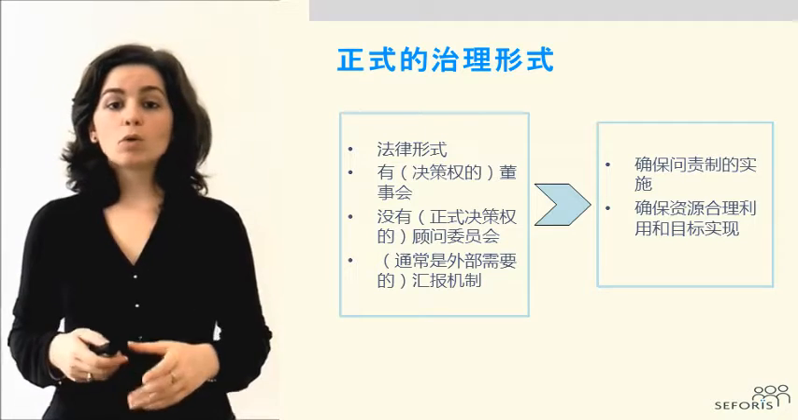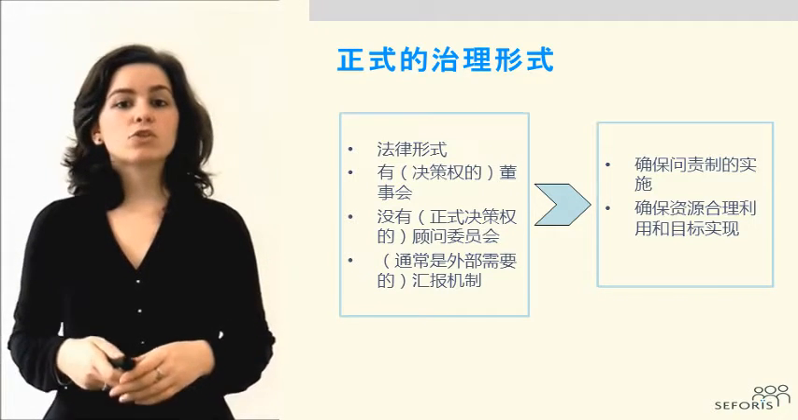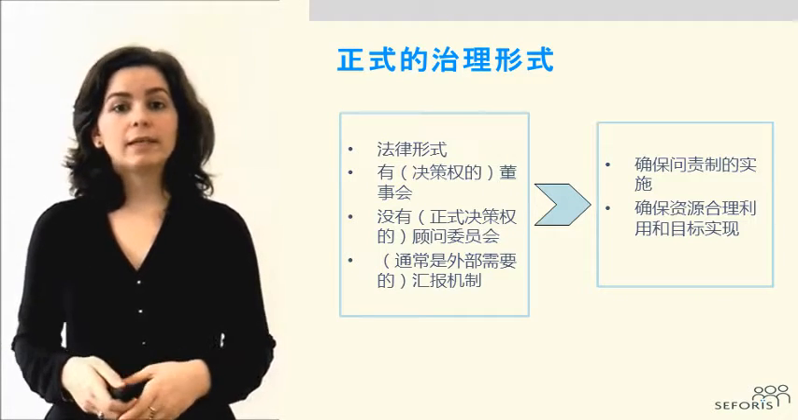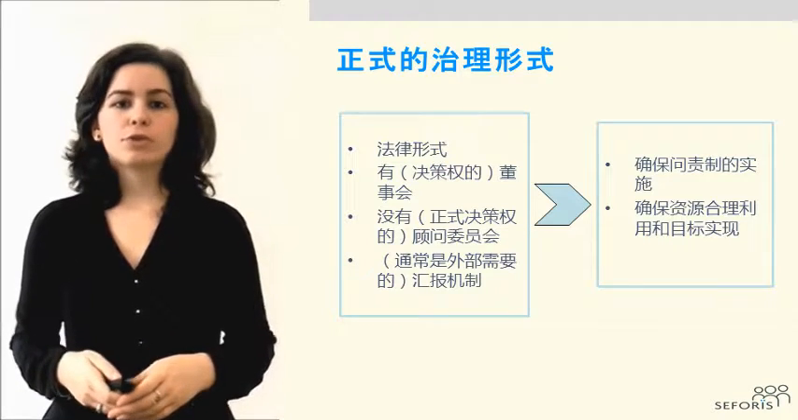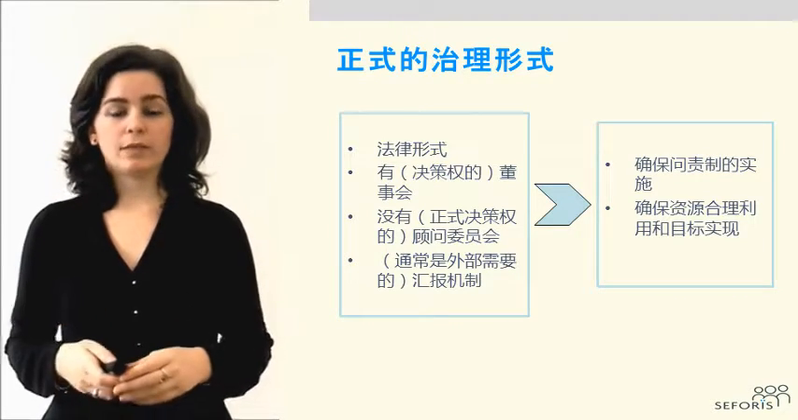As you can see, most of these elements and practices have a strong role of ensuring accountability and of controlling the right use of resources and the achievement of goals by the organization. On the other hand, the informal governance systems and practices are not legal requirements for social enterprises, and they often emerge over time as a result of experience and specific challenges that the organization is facing.